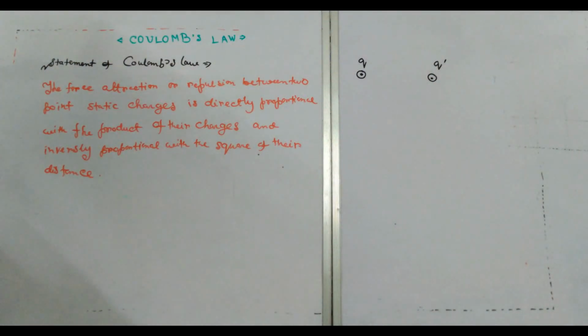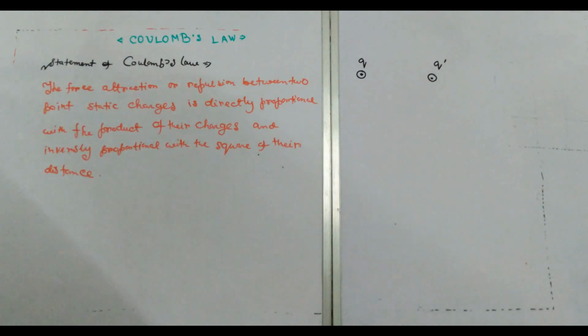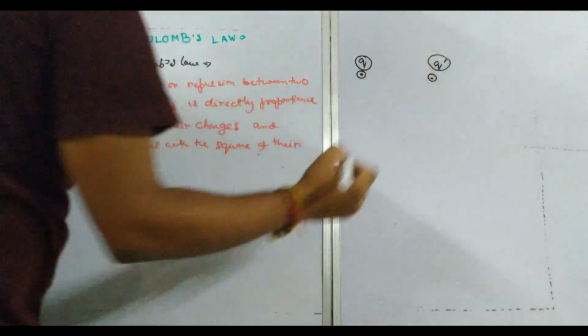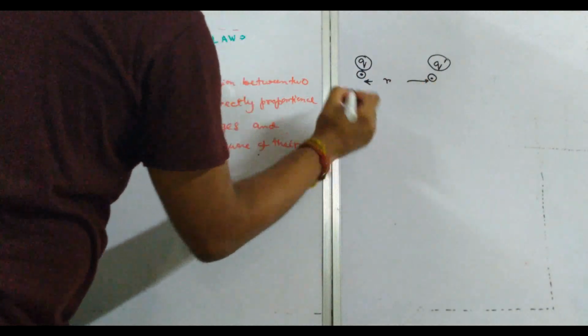But we are not interested in the type of charges. They may be the same type of charges, where the repulsive force will be activated. They may be opposite types of charges, where the attractive force will be activated. But the charges have the values Q and Q dash, and the intermediate distance between them let be r.